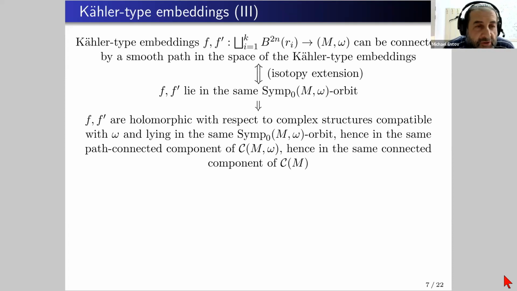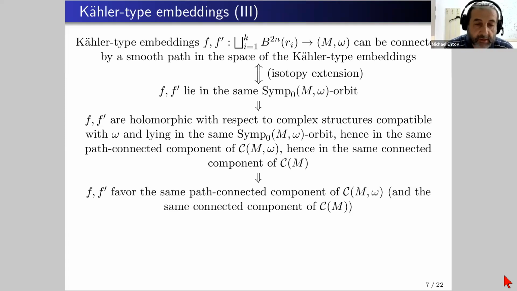And a priori, you have no control about it. If you have two Kähler-type embeddings, you have no control whether they are holomorphic with respect to complex structures in a common connected component of C of M. Okay, so that's the restriction that you have to deal with. If you have F and F prime lying in the same connected component, they have to be holomorphic with respect to structures in the same path-connected component of C_M omega.